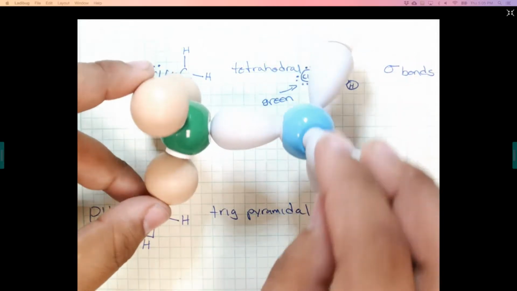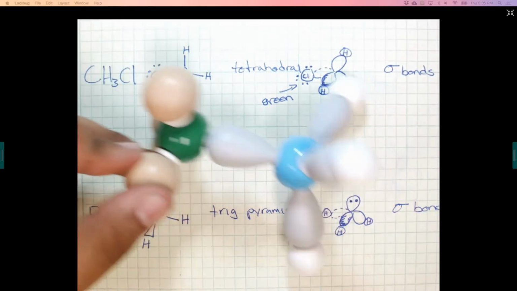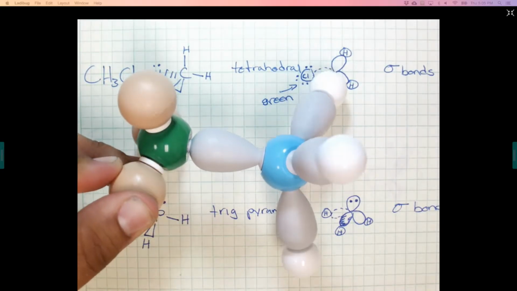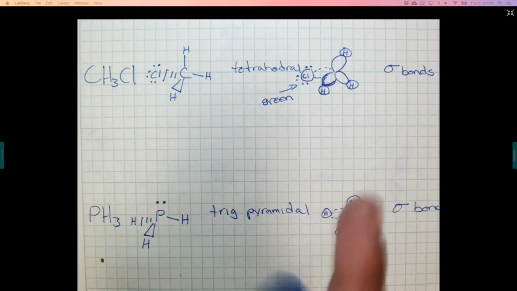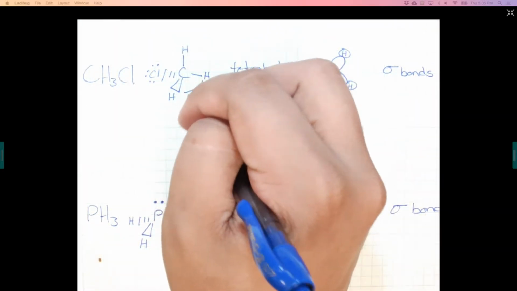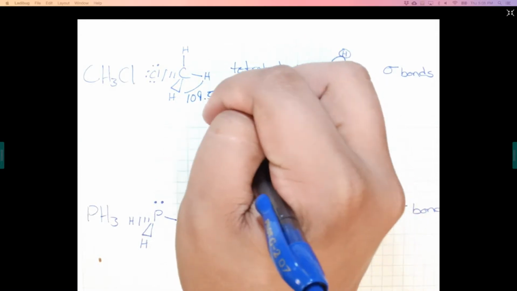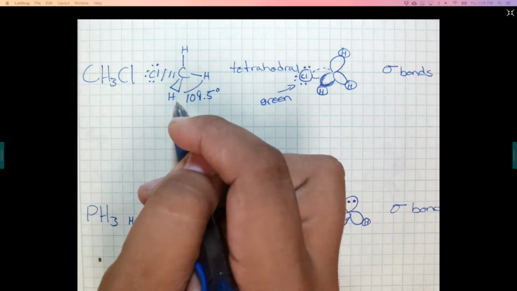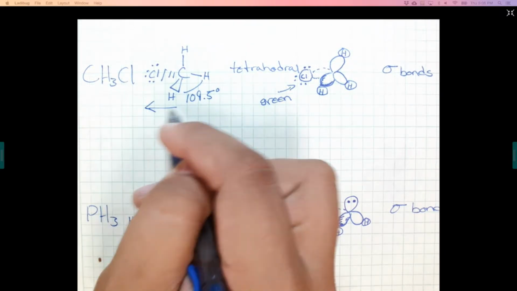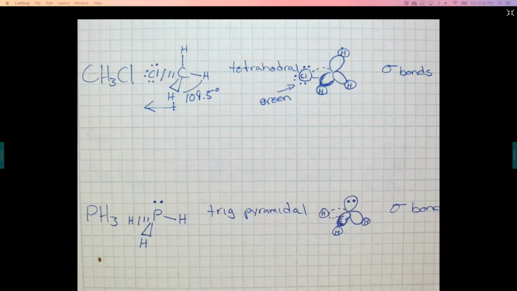So here is the structure for chloromethane. All sigma bonds as well, and we have a bond angle, remember, of 109.5 degrees. If we want to talk about polarity, we have bond polarity that exists in the direction of chlorine, and we also have overall molecule polarity in that same direction.